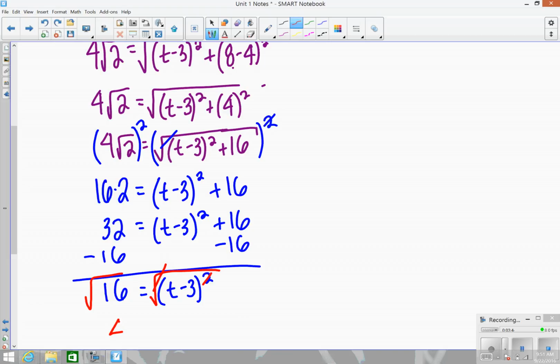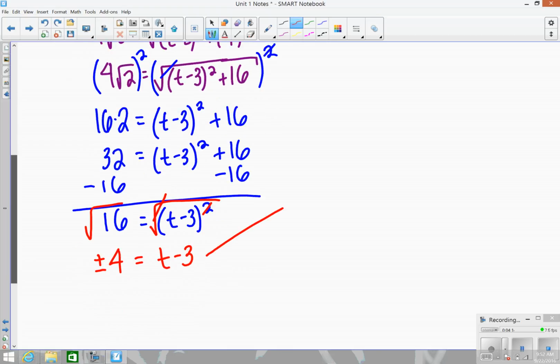So on this side, I'll get 4, and over here I have t minus 3. But if you remember, anytime that you square root a variable that's been squared, you're always going to have 2 cases. So you should have a plus or minus. It's a plus or minus on this side since you're squaring. It's just like when we had c squared equals some number. When you square root, it's c equals plus or minus. Since the variable is on this side, it's the variable equals plus or minus the square root of that. So now you have your 2 situations: positive 4 equals t minus 3, and negative 4 equals t minus 3.